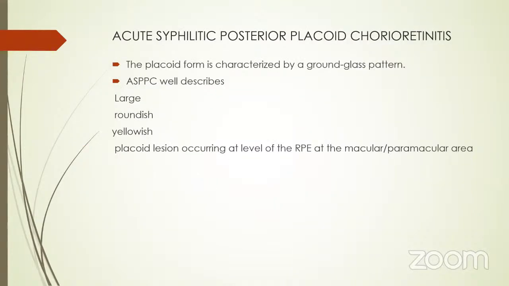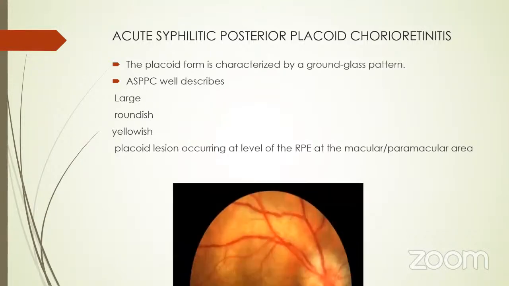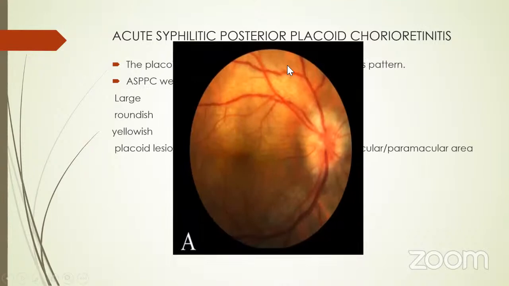Now we'll come to the presentation of acute syphilitic posterior placoid chorioretinitis. The placoid form is characterized by a ground glass pattern. It is a large, roundish, yellowish placoid lesion occurring at the level of the RPE at the macular or paramacular area. As you can appreciate in this figure, this is the lesion, which is a large, roundish, yellowish placoid lesion. It's subretinal.